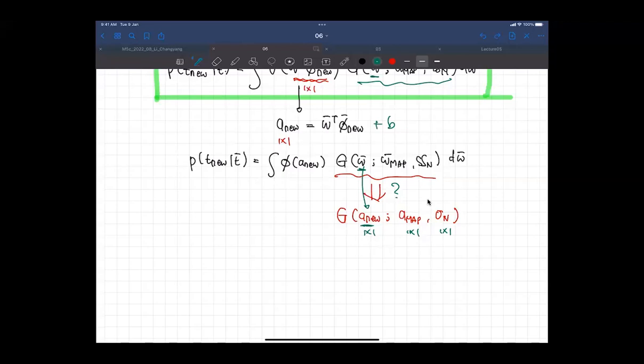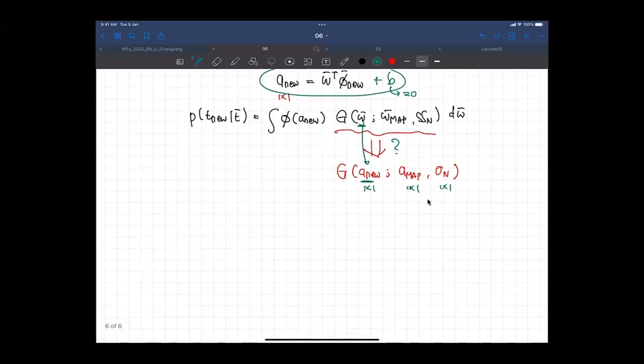I can have B there and B here equal to 0. And this equation here is called linear transformation. So we transform a single multivariate Gaussian into a single variate Gaussian, or univariate Gaussian, and the transformation is a linear transformation.